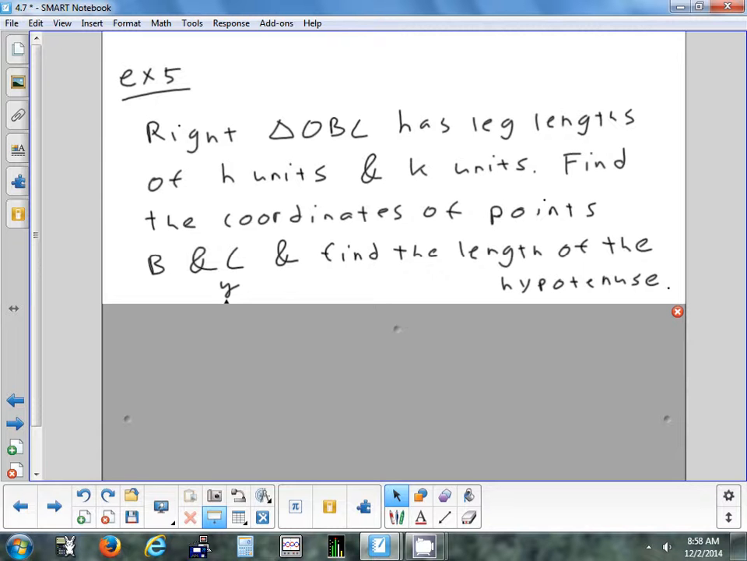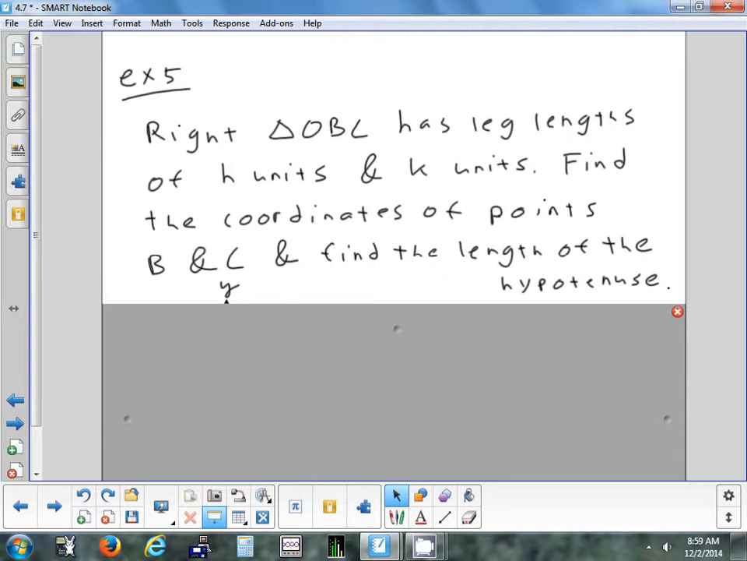Right, so let's try one with some variables. Okay, it says we have triangle OBC, and it has lengths of h units and k units. Now this is a right triangle. So how should we try to position it? I think we did this earlier. What's kind of the best place you could fit a right triangle? In which quadrant? Yeah, try to put it in quadrant 1.